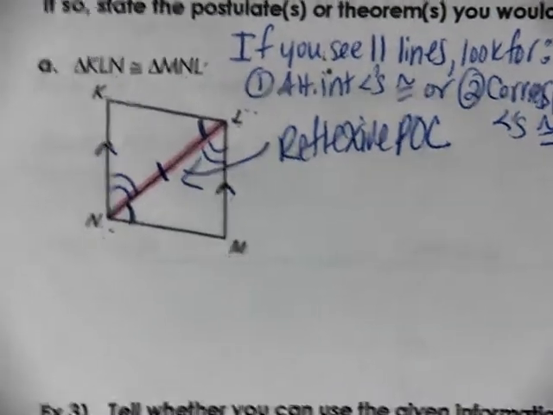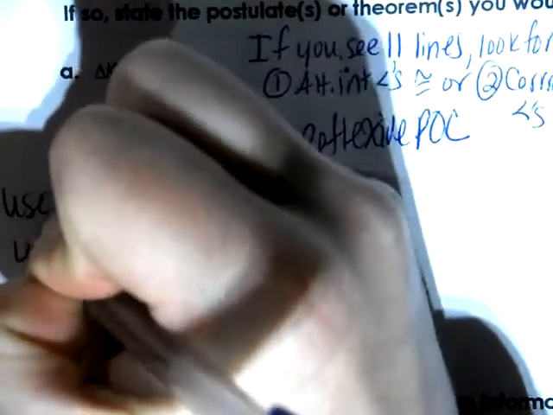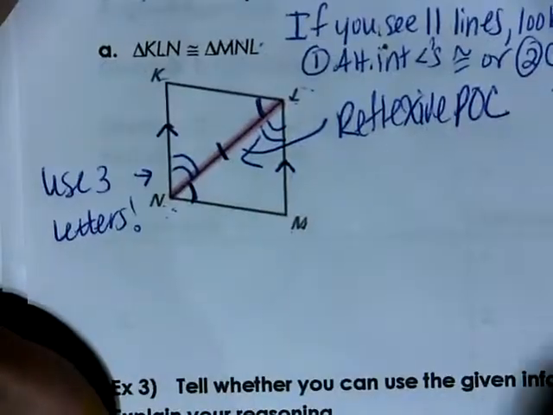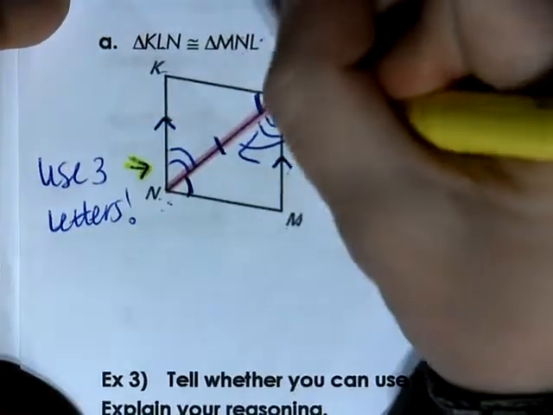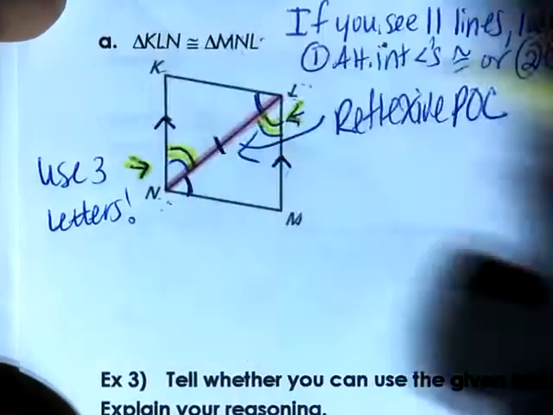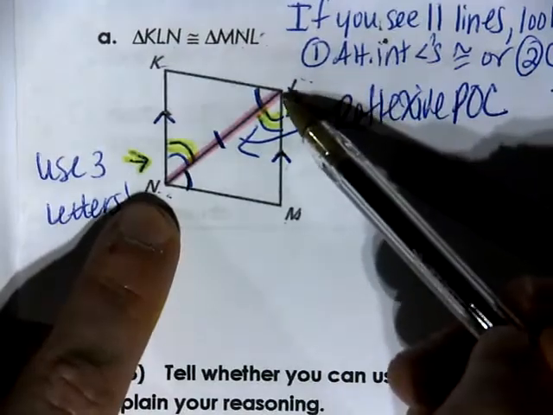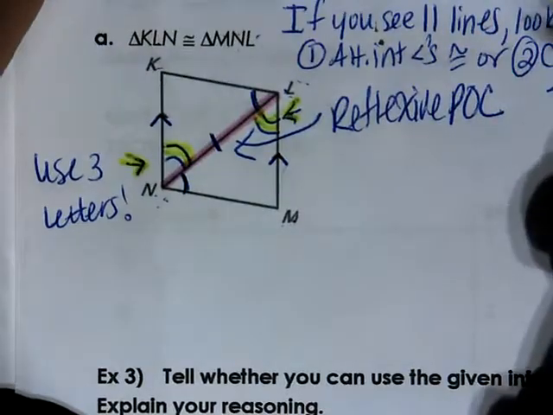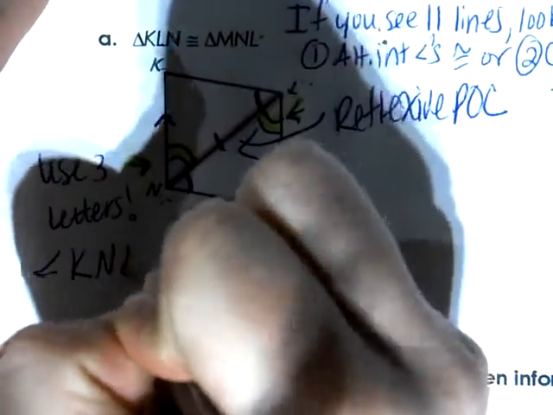So if we were to look at these angles and we needed to talk about these angles, we would have to use 3 letters in order to name them. And that goes for this one up here as well. We would have to use 3 letters in order to name these 2 angles. The reason is that angle N represents many angles, and so does angle L. So if we were to name those, that would be angle KNL would be congruent to angle, well, K matches with M, and that would be L and then N.